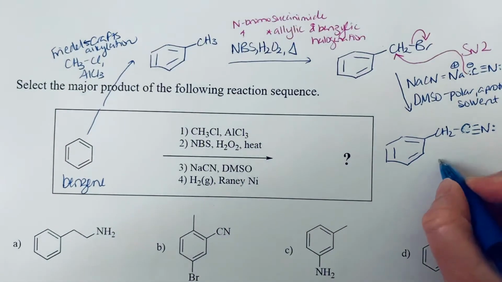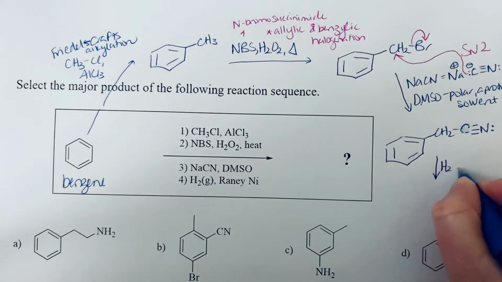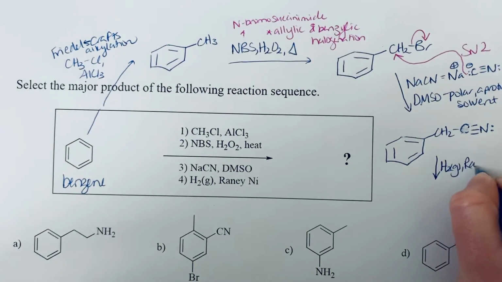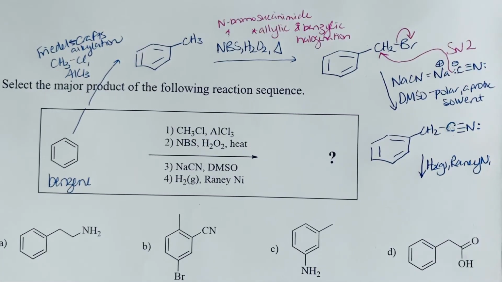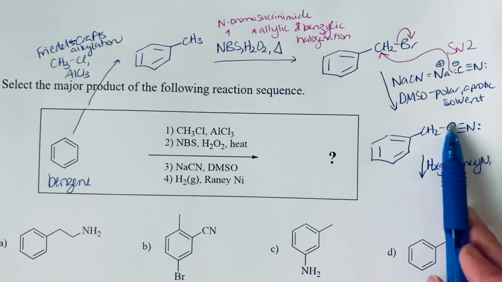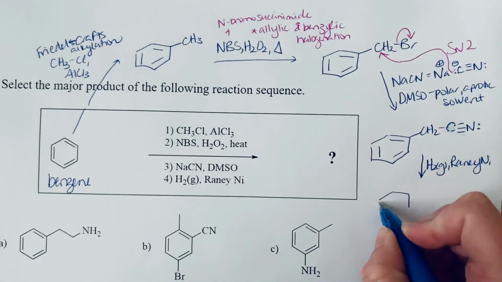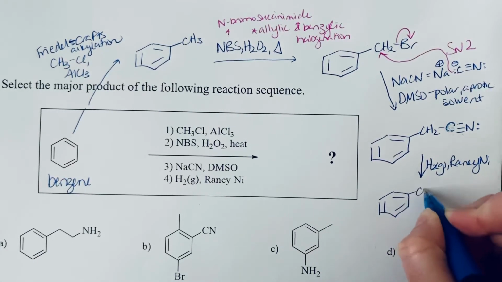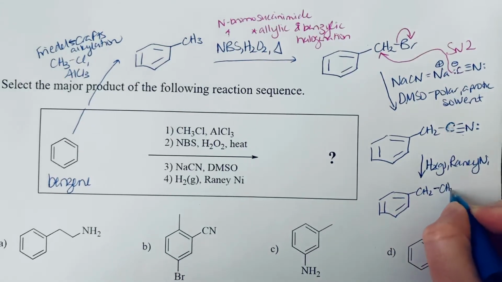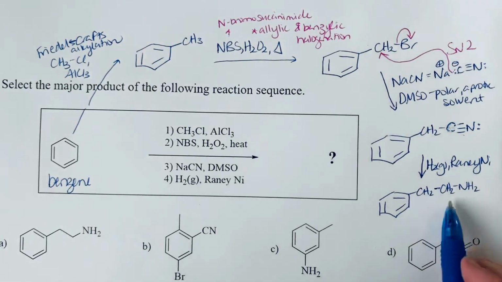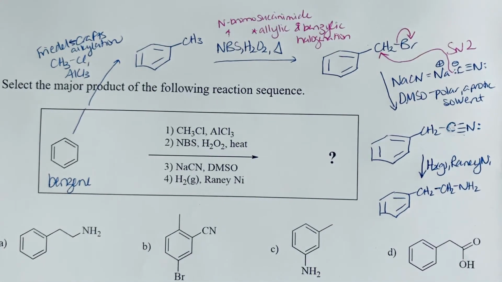And then the next thing we're going to do is we're treating this with hydrogen gas and Raney nickel. So Raney nickel is a more reactive hydrogenation catalyst, even more reactive than palladium on carbon. So this will reduce this carbon-nitrogen triple bond all the way down so that you have no pi bond left. So you're adding hydrogen completely across this so that you end up with CH2NH2. So you've added 2 equivalents of hydrogen across that nitrile. And so this is option A.